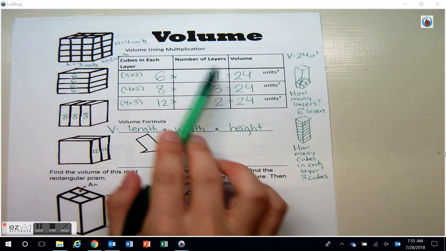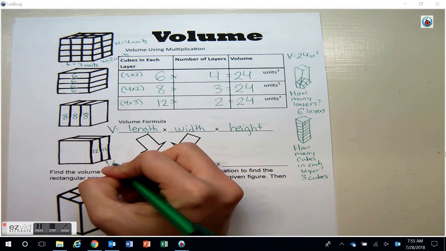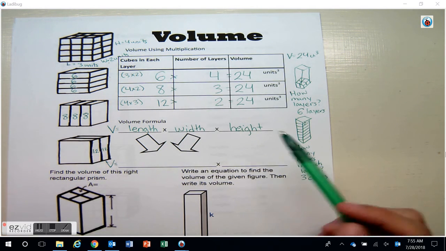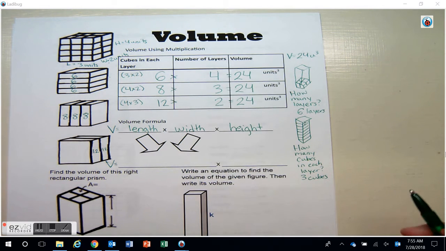Well, let's see if what you've come up with matches our volume formula. Volume equals length times width times height. So for this problem, we have 3 times 2, which is 6, and 6 times 4, which is 24. We get the volume that way.